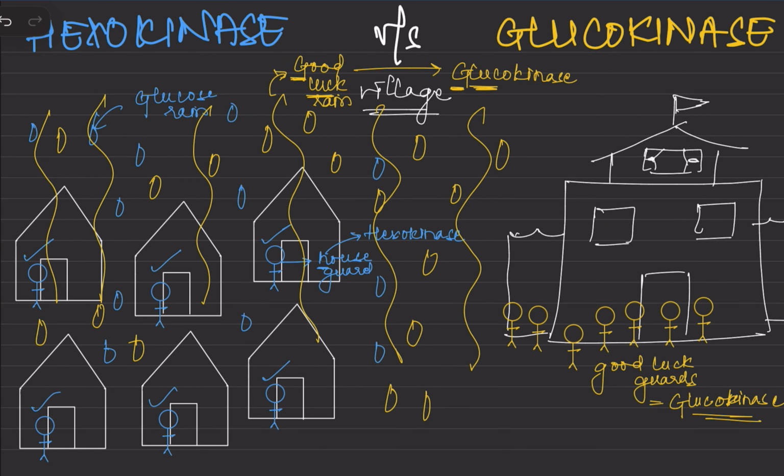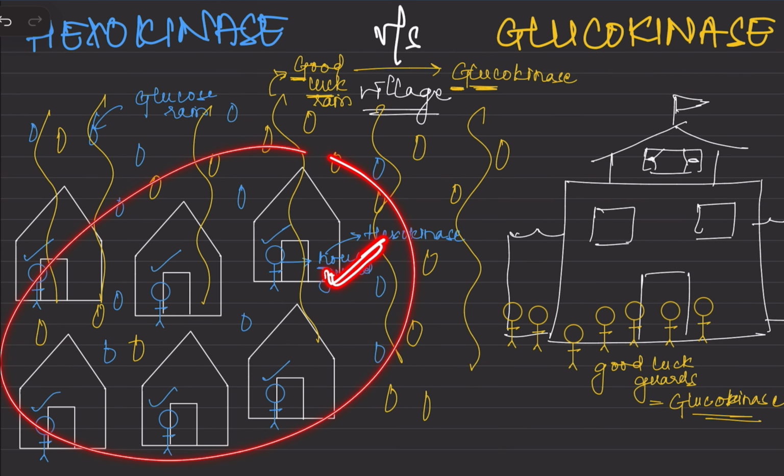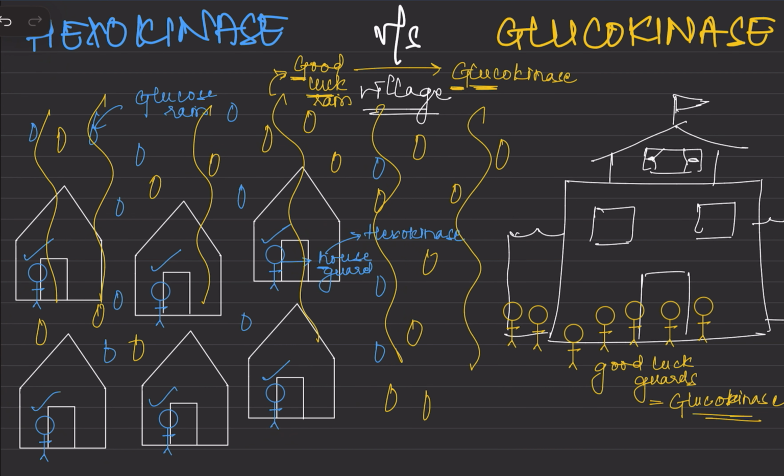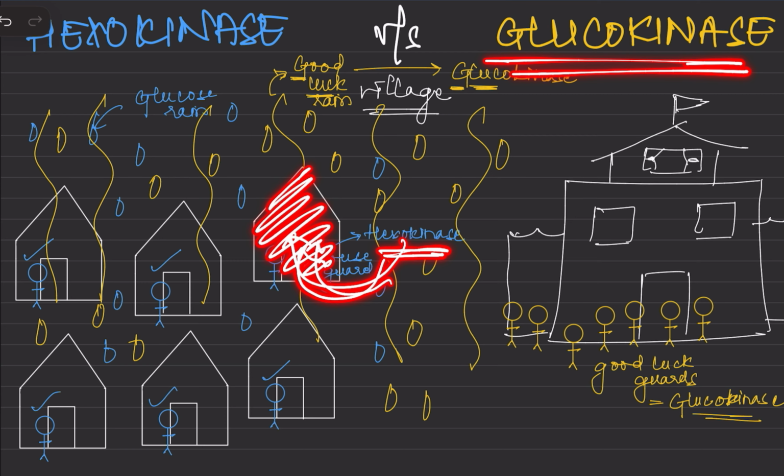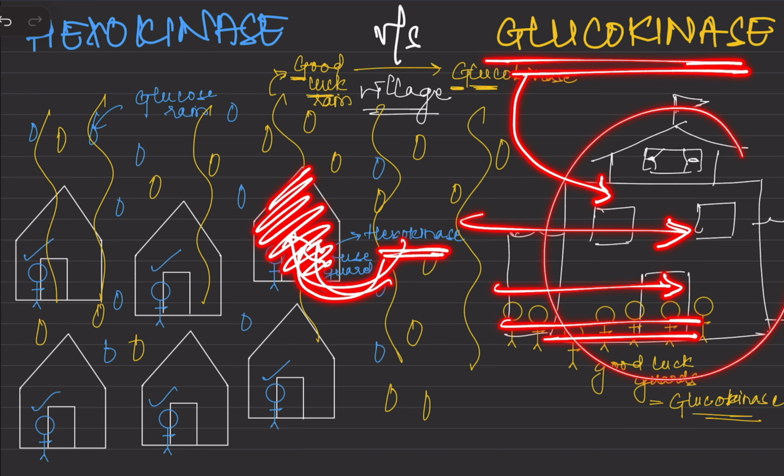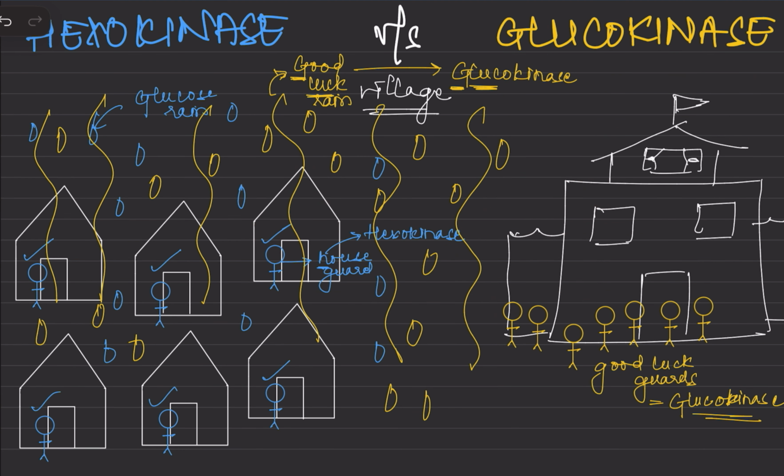Hexokinase is present in all the houses. It is the house guard. Whatever glucose comes, the hexokinase will be active and it will constantly keep storing glucose 6-phosphate in the house. When the house is saturated and has no space for more glucose 6-phosphate, our good luck guards, which is your glucokinase, will come into the picture, and it will store the extra glucose into the palace for future use.